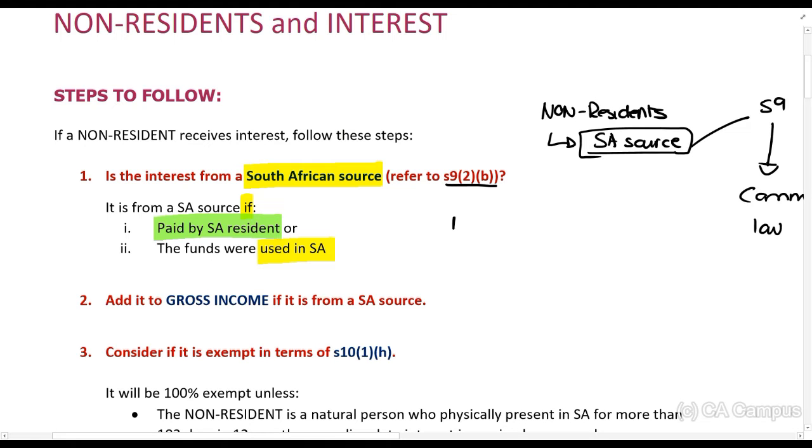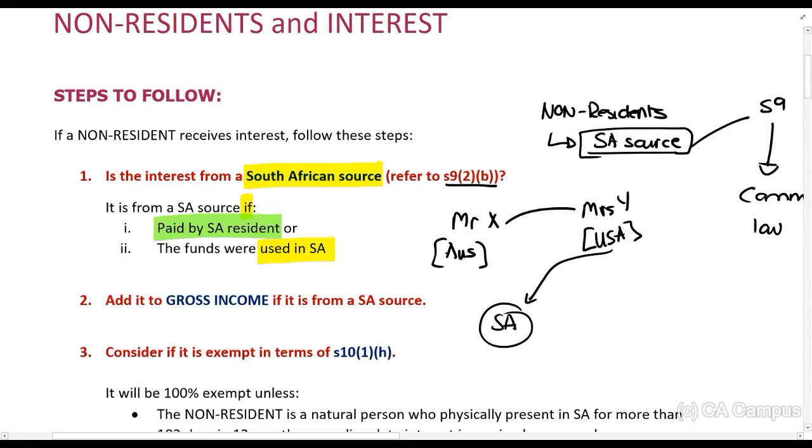Now, that will be, for example, let's say Mr. X is from Australia and he gives Mrs. Y, who is from the United States of America, a loan, and Mrs. Y uses that loan in South Africa. So she invested here or buys trading stock here and then starts selling in South Africa. Basically, if those funds, the loan, is what the interest will be paid on, it's used in South Africa, it's from a South African source.